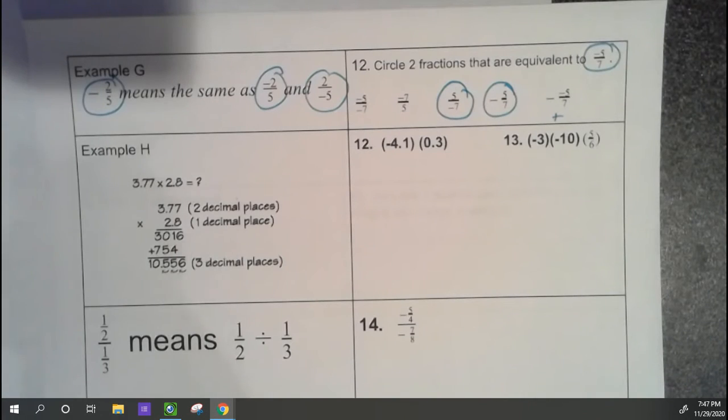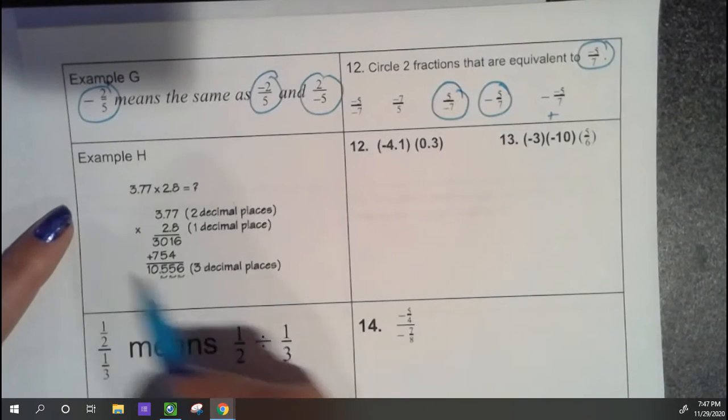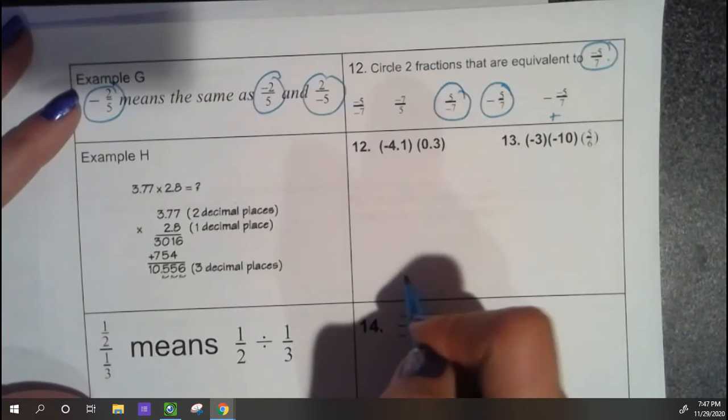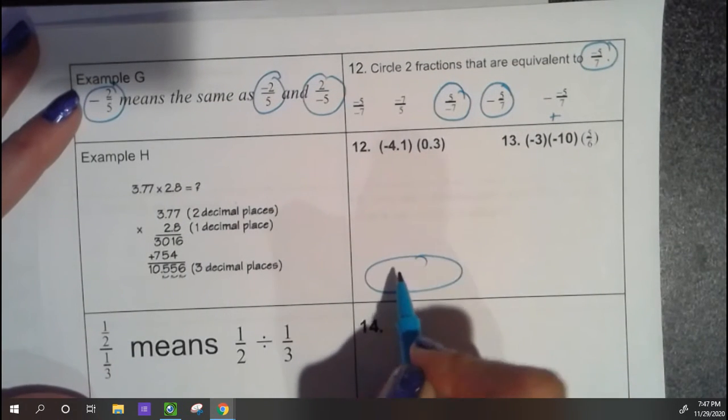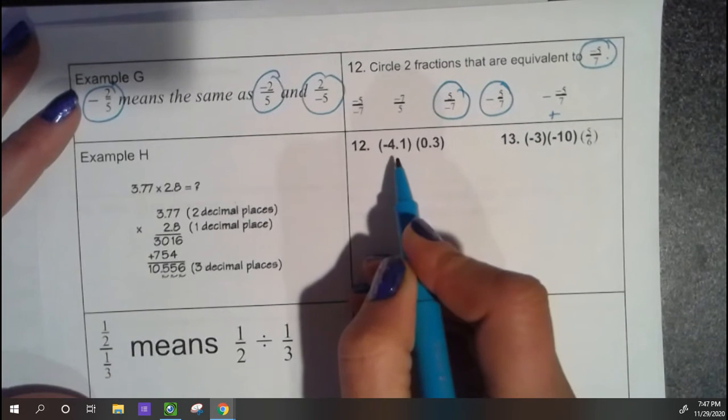So, multiplying and dividing rational numbers. There's really nothing new that we're learning here. We're reviewing decimals, we're going to review fractions, and we're going to review the integer rules. First off, I'm going to put a circle down here for my answer, and I'm going to do my integer rule. Mixed signs, my answer is going to be a negative.